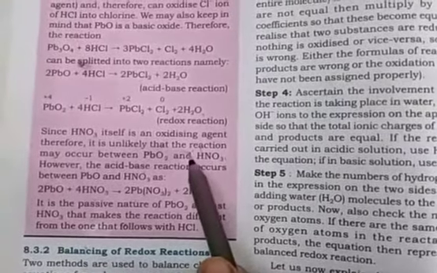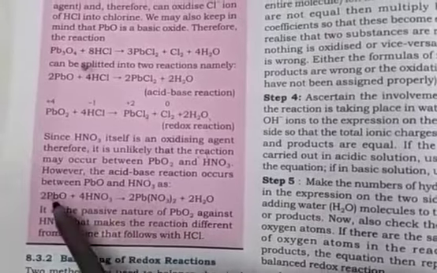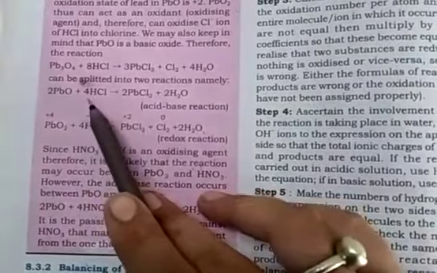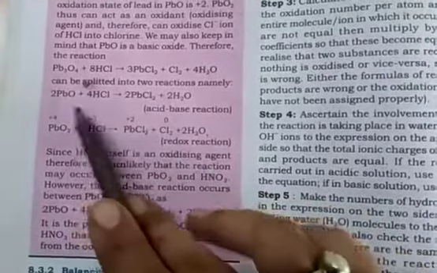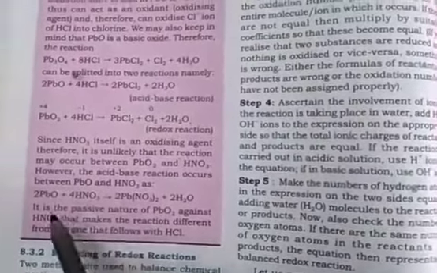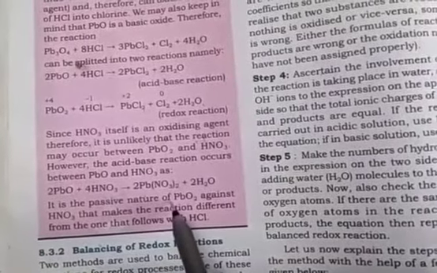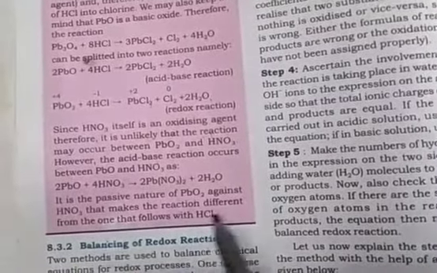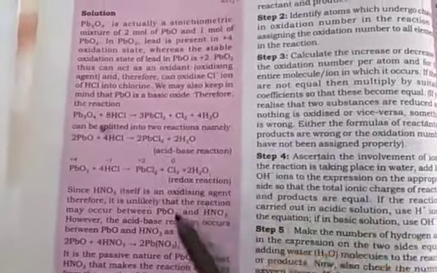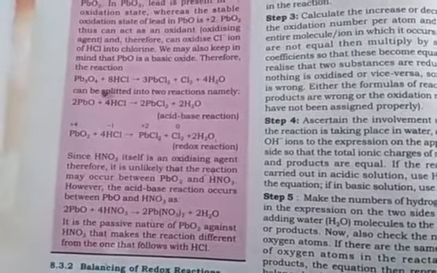So an acid base reaction occurs between PbO and HNO3, in a similar way as with HCl. PbO reacting with HCl represents an acid base reaction, and PbO with HNO3 also represents an acid base reaction. But PbO2 is passive in nature against HNO3, which is different from the one that follows with HCl. So this is the main difference between the reaction with HCl and the reaction with HNO3.